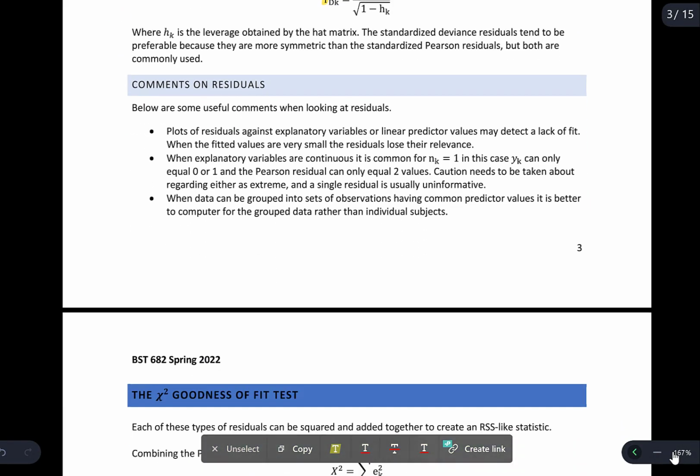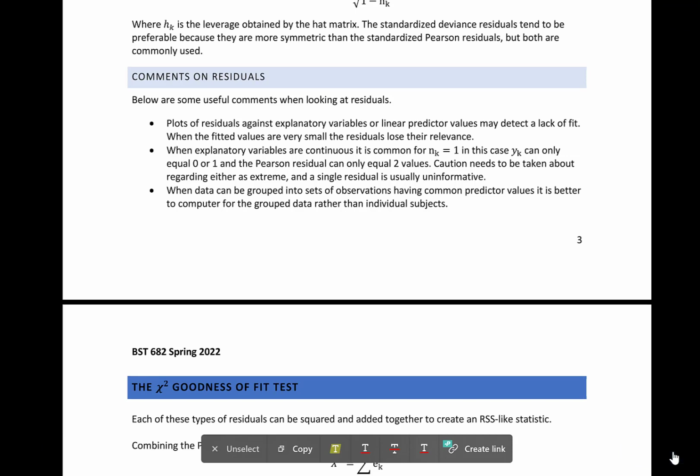So just a couple of comments here on residuals. Plots of residuals against the explanatory variables or linear predictor values may detect a lack of fit. When the fitted values are very small, the residuals tend to lose their relevance. When explanatory variables are continuous, it's common for n_k to equal 1. In this case, y_k can only be equal to 0 or 1, and the Pearson residual can only equal 2 values. Caution needs to be taken regarding either as extreme, and a single residual is usually uninformative. When data can be grouped into sets of observations having common predictor values, it's better to compute them for the group data rather than the individual subjects, and that's a typo there.